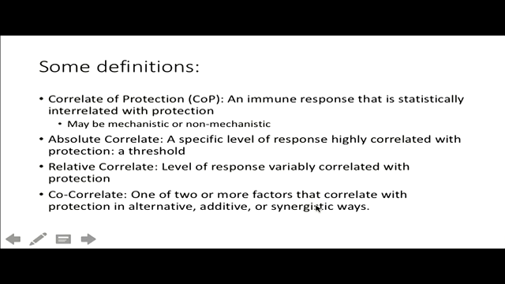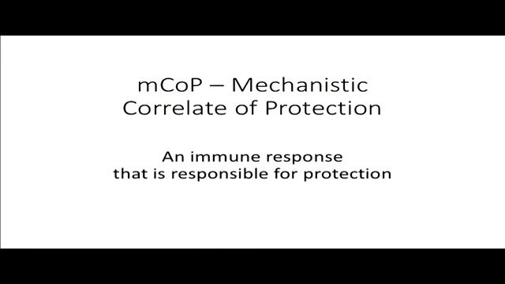A relative correlate is a level of response that's variably correlated with protection, and we'll unpack a little bit of this with examples in a few slides later. Co-correlate is when you've got multiple actors contributing to the expression of immunity. And an example here is rotavirus vaccines, where in fact IgG and IgA antibodies may each represent correlates of clinical immunity. So a mechanistic correlate is an immune response that is responsible for protection.